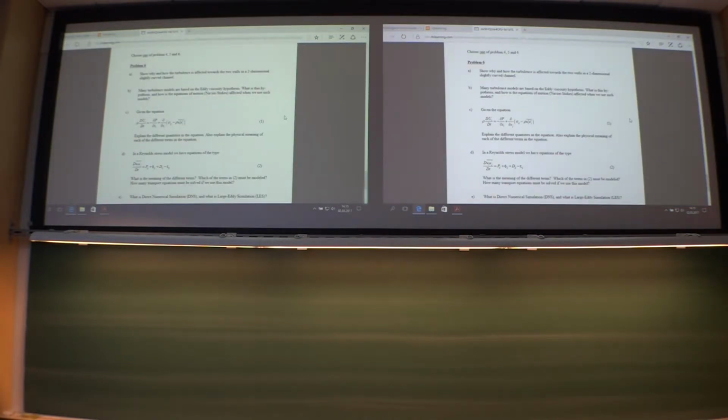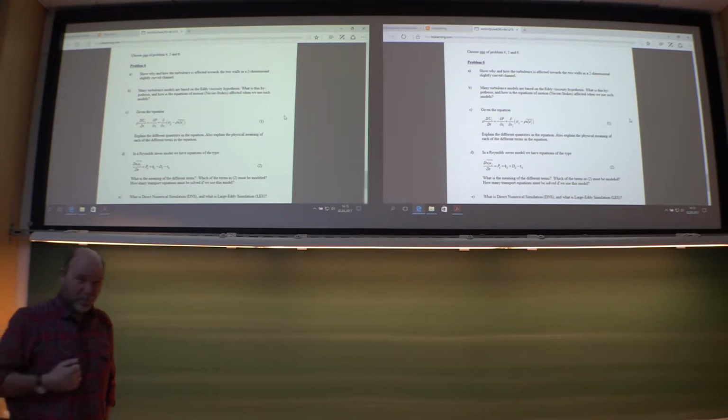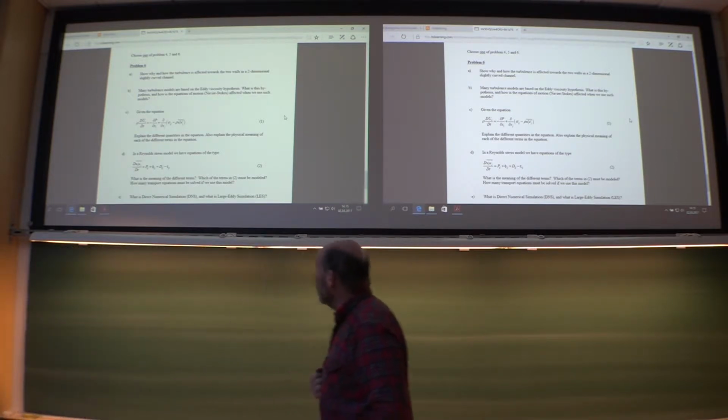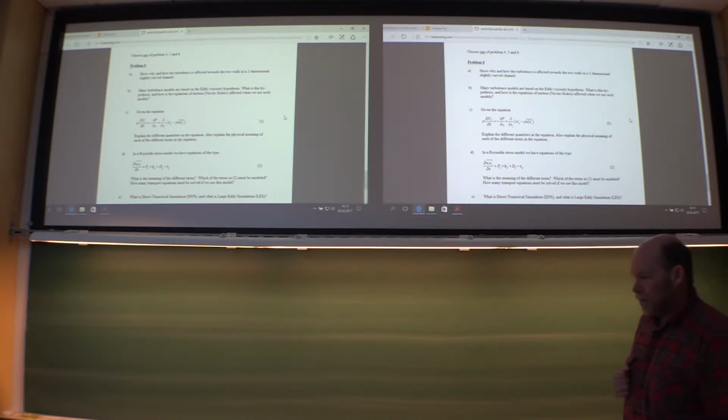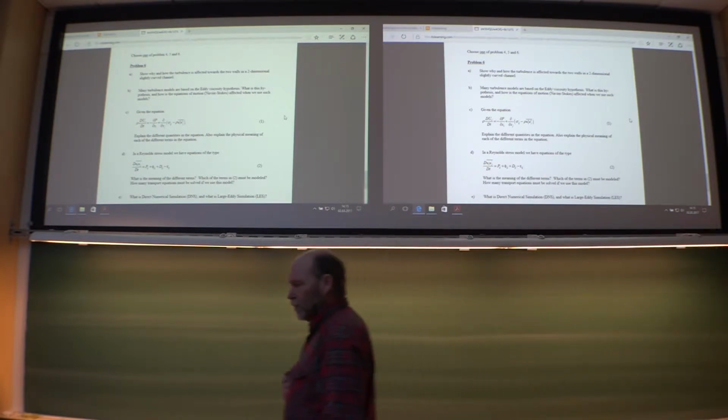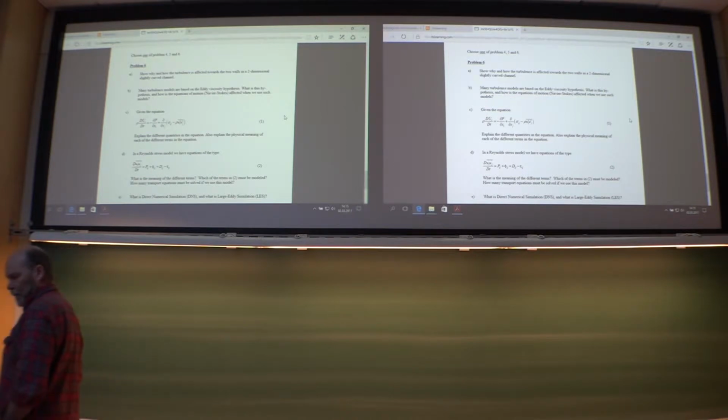And you see here the turbulence problem from 2015, I think it was. The important part is the part of the turbulence that we covered the last time, the modeling part. Transport equations, full Reynolds stress model, what's the meaning of the different terms, and so on. But also some questions about DNS and large eddy simulations.